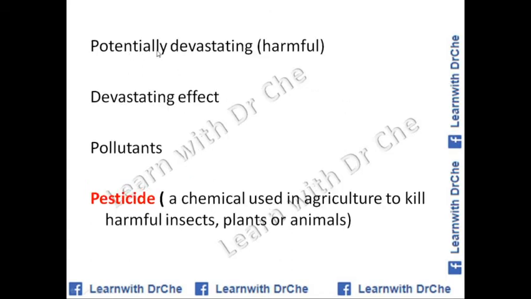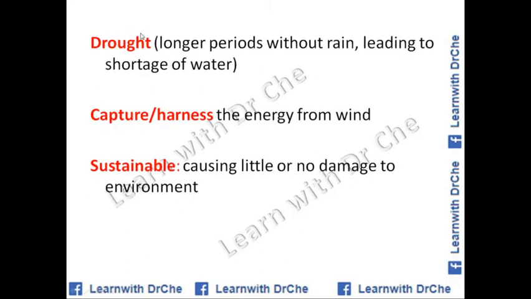You can also use a very good phrase, potentially devastating. Instead of only saying devastating, you can say potentially devastating, harmful. Devastating effect. Pollution, and at some point you can use pollutants to vary your language. Pesticide is a chemical used in agriculture to kill harmful insects, plants, or animals. These are called pesticides.